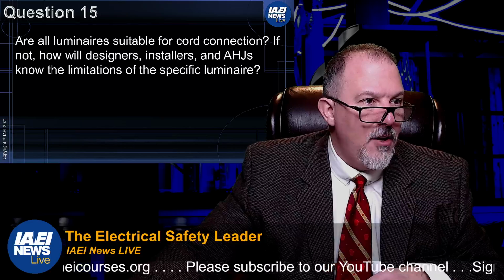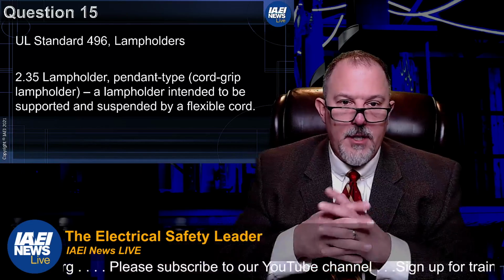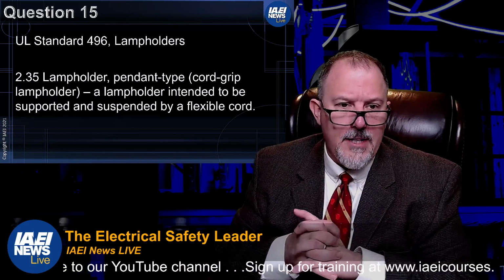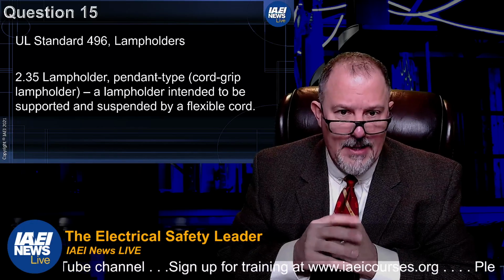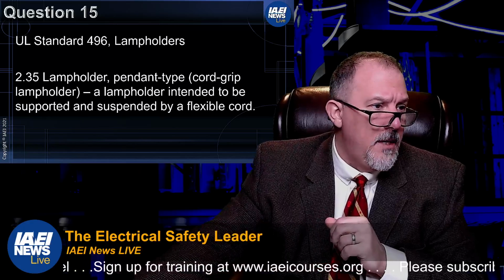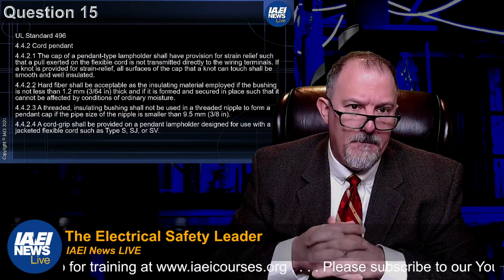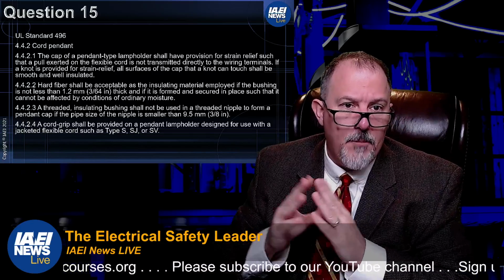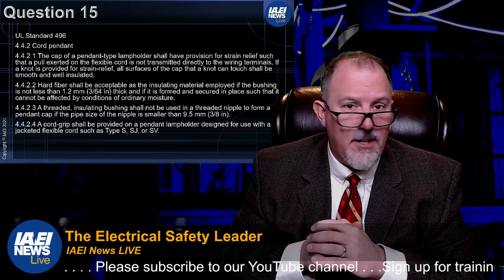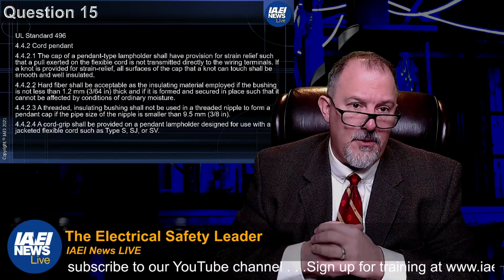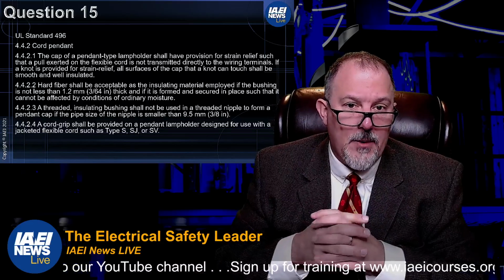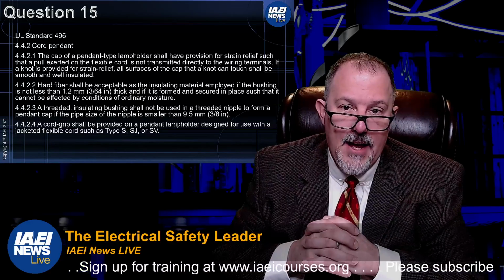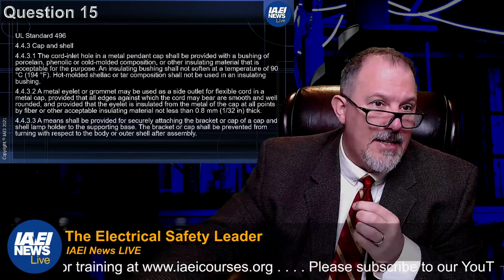Now, if I look at the UL Standard 496 for lampholders, section 2.3.5 says lampholder, pendant type: a lampholder intended to be cord supplied and suspended by a flexible cord. Here are some of the requirements associated with that. The cap of a pendant-type lampholder shall have provisions for strain relief, such that the pull exerted on the flexible cord is not transmitted to the wiring terminals. A hard fiber shall be acceptable as an insulating material. So we have standards that have requirements in 496.